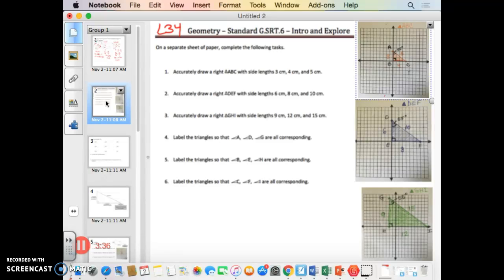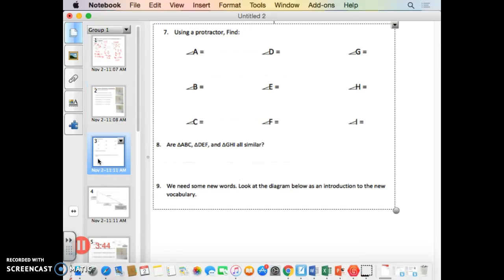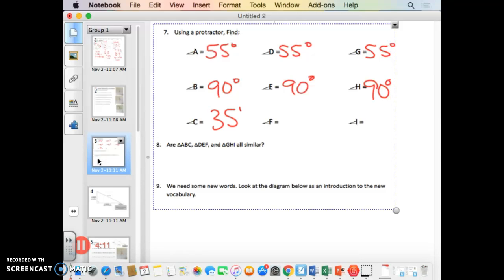All right, so once you've done that, we're now going to look at our angle measures. So, like I said, angle A, D, and G, they all correspond with each other, and I measured them with a protractor, and I got 55 degrees. Okay. B, E, and H, those were all the 90-degree angles. And so that leaves me with C, F, and I, and I just went ahead and did 55 plus 90, subtracted it from 180, and I got 35 degrees.